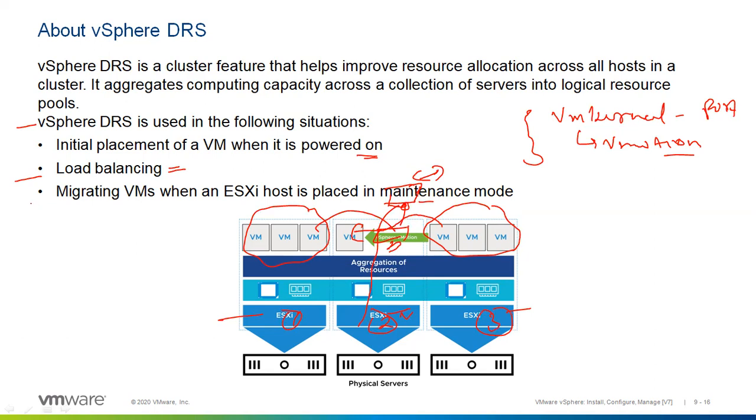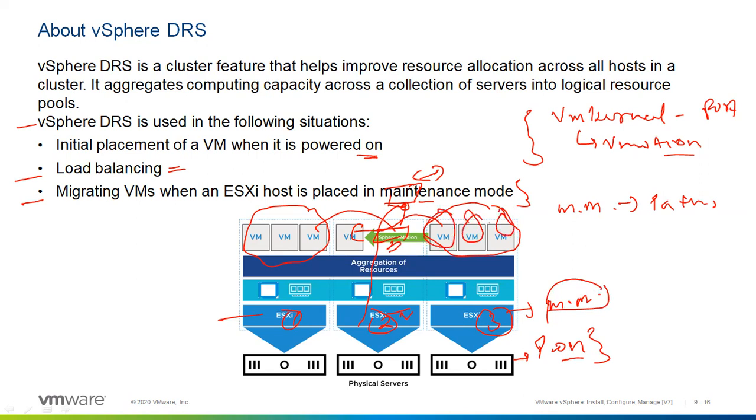Then the third key feature of DRS is migrating VMs when an ESXi host is placed in maintenance mode. So what is maintenance mode? Maintenance mode is primarily used whenever we are doing some patching activity, update activity, or hardware replacement activity. So my host will be in power on state, but it will not take any current working VMs. Once I right click and put it in maintenance mode, it will trigger the migration of all these virtual machines to the rest of the available ESXi hosts. It will get freed up.